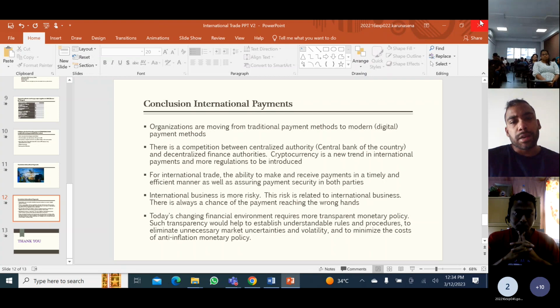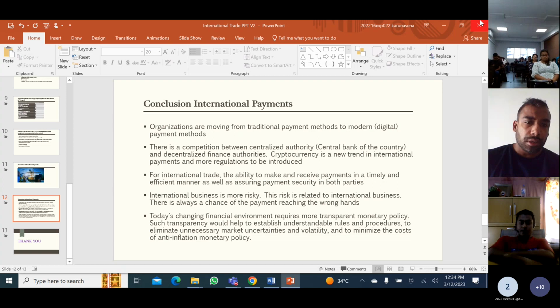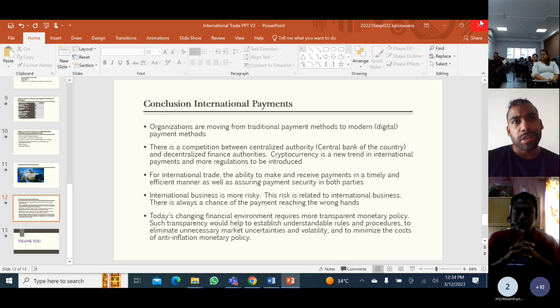Mainly, I want to highlight that international trade payments are very risky. So we have to manage these kinds of transactions very carefully, both within organizations and country-wise. So our conclusion: we need to make a transparent, voluntary policy to make payments successful at the international level. It will help both the sender and the seller to make their transactions in the easiest way. Thank you very much.